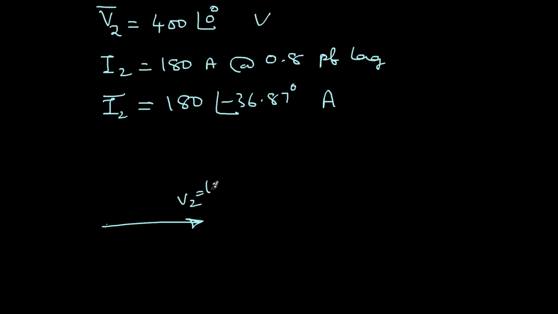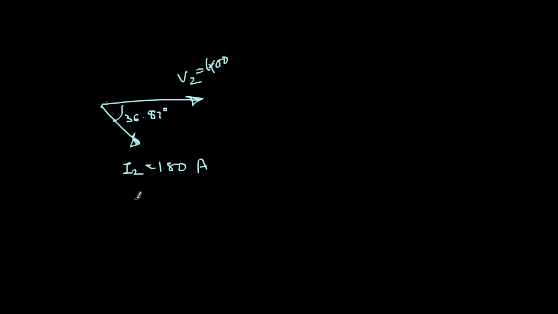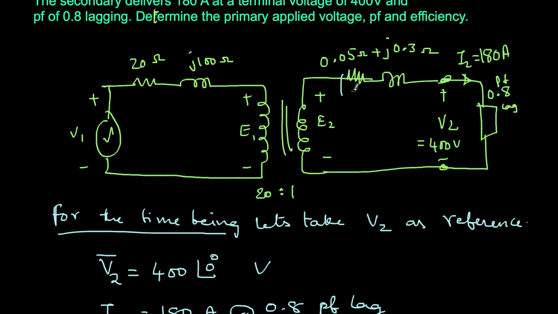So this is 400, angle is 0 degrees, and the I2 is 180, angle is minus 36, or here I can just write 36.87 degrees. So to this V2, I will have to add the drop. So what is the drop in the voltage here? So this drop will be nothing but I2 into Z2.